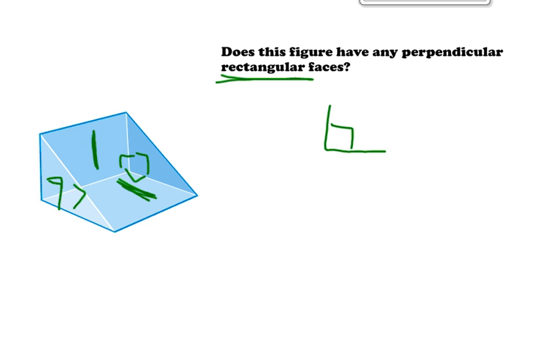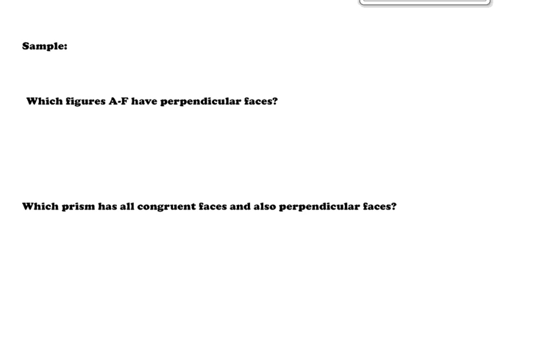All right. As you go through this, then go back through your figures and figure out which figures A through F have perpendicular faces. And then I want you to think beyond the figures that you have here and answer that final sample question. That is lesson 89.